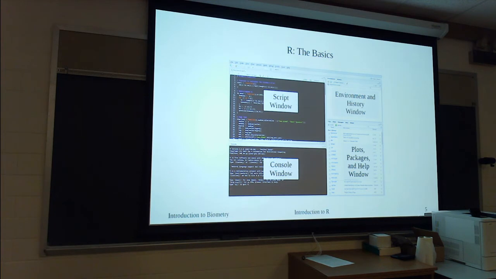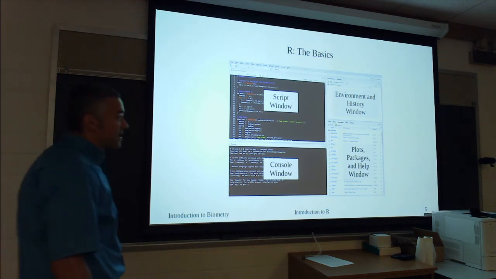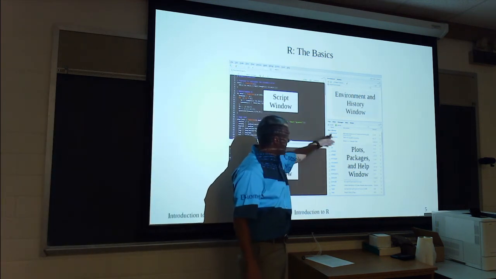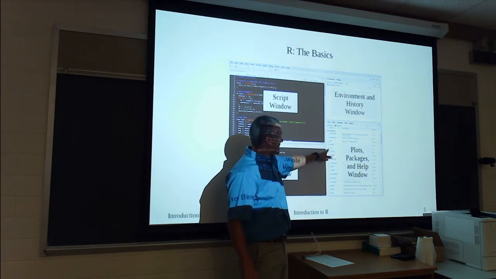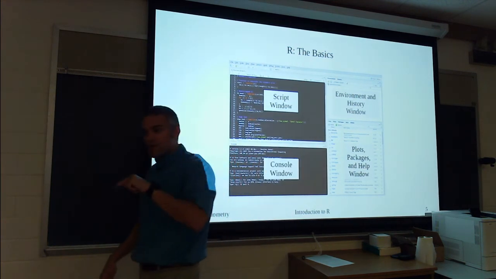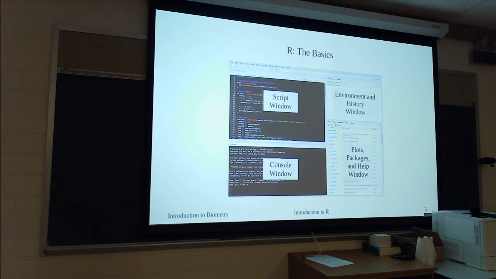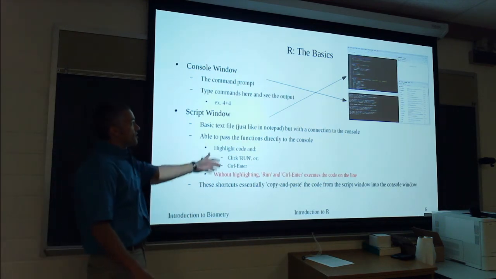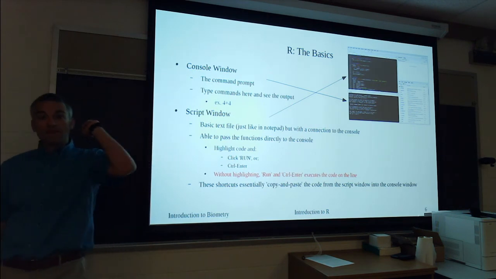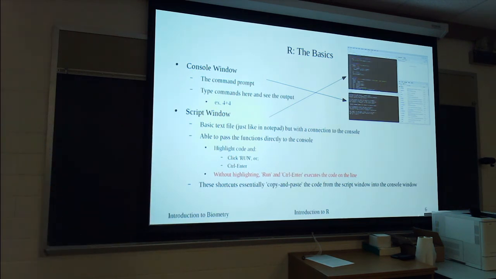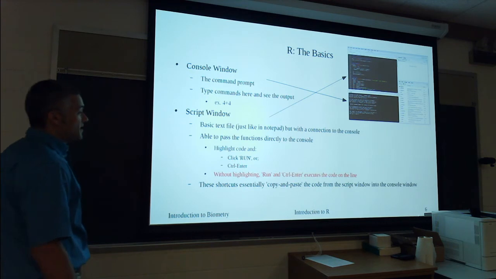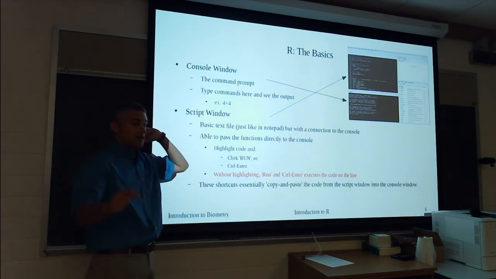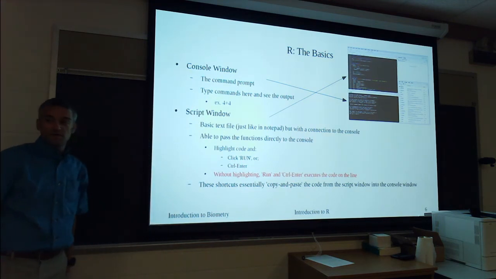The plots, packages, and help window: you'll see our plots. If we make a plot, it'll pop up here. Here we see our packages. We can easily just do a checkbox and load that package at that time. Here's our description. We're going to get into this. So the console window, that's the command prompt. You can type in commands right in that prompt and get a response. So click down in your console window and type in 4 + 4 and hit enter and see what it gives you.